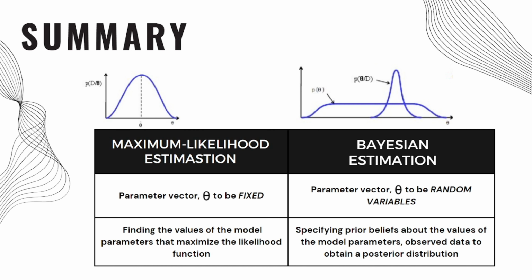Now that we have explored both maximum likelihood and Bayesian estimations, let's summarize the difference between these two methods. The difference between maximum likelihood estimation and Bayesian estimation is that the parameter vector theta for MLE is fixed, but for BE it is a random variable. MLE finds the values of the model parameters that maximize the likelihood function, but BE specifies the values of the model parameters and observed data to obtain a posterior distribution.